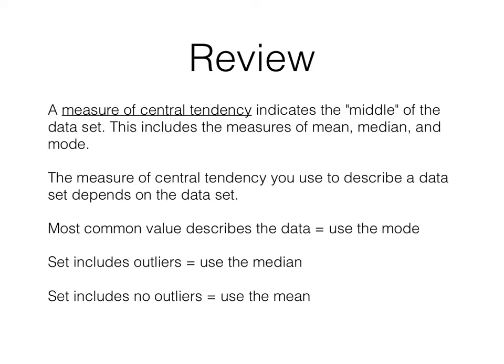Measures of central tendency. A measure of central tendency indicates the, quote, middle, unquote, of a data set. That can include the measures of mean, median, and mode. So really, when we say middle or average, we don't have to be talking about the arithmetic average or the mean. When we're saying average, we're talking about the number that best describes the data. So that average may not always be the arithmetic average, the mean. Sometimes it'll be something different.